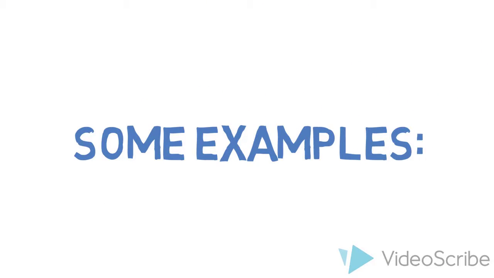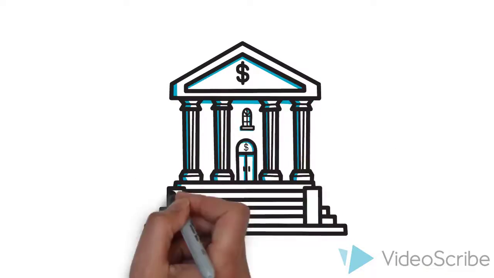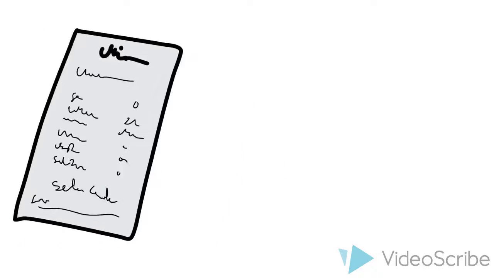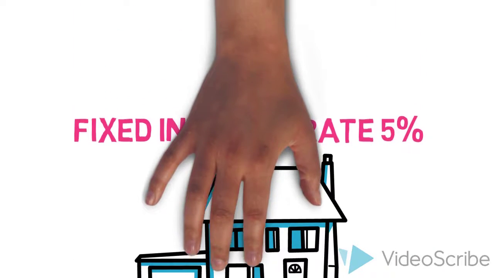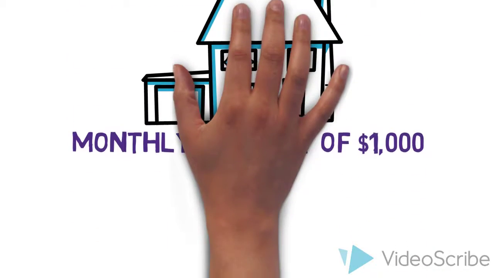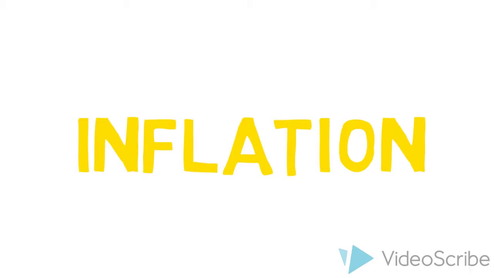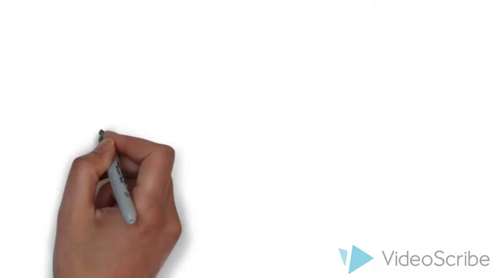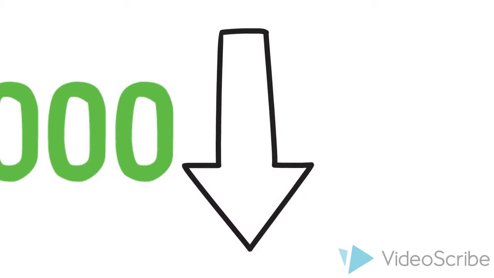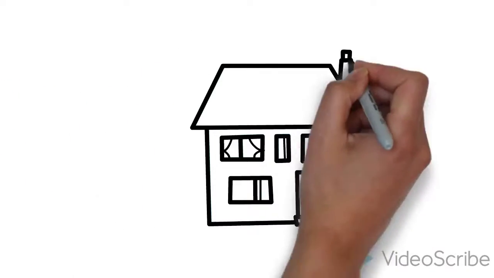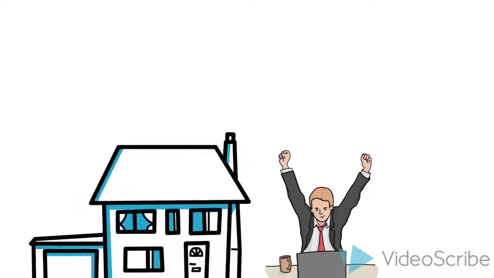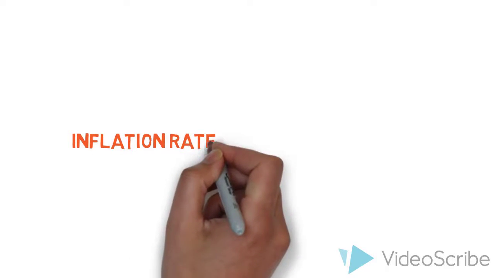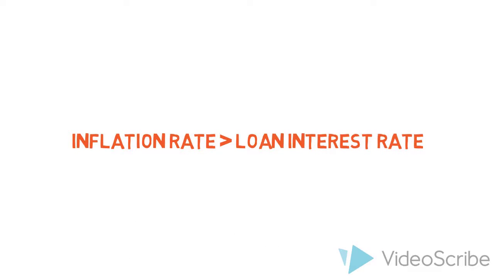Let's see some examples of that. Suppose a bank issues you a 30-year mortgage to buy a house at a fixed interest rate of 5% per year, costing $1,000 per month. As inflation rises, the cost of that $1,000 per month decreases. This, of course, benefits the homeowner, especially if the rate of inflation exceeds the interest rate of the loan.